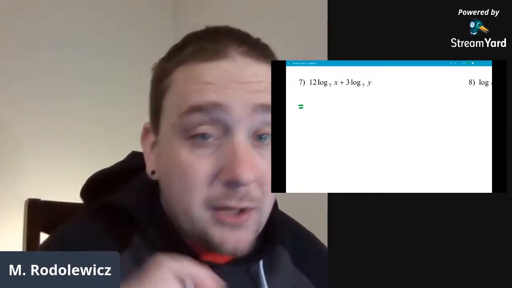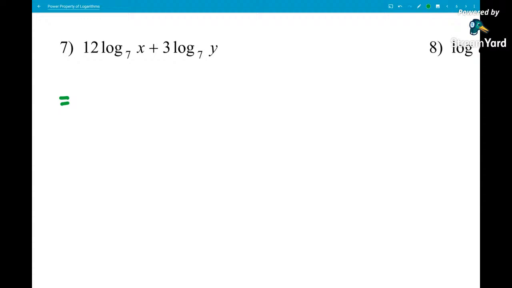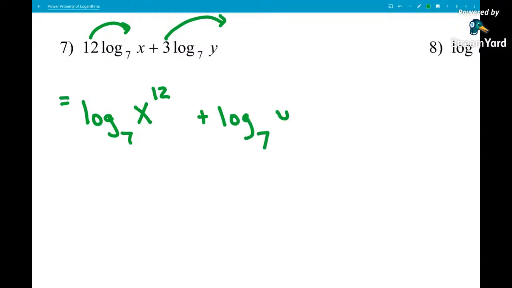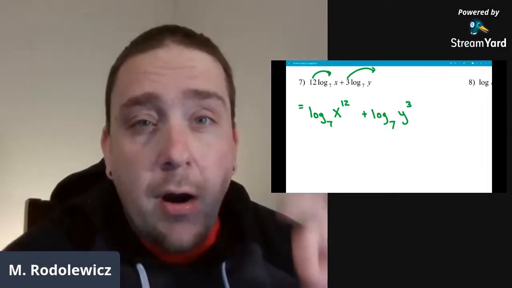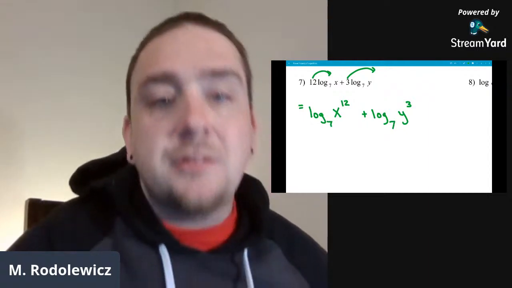The correct way to do this is to bring the exponent up, the base 7 logarithm of x to the 12th. That takes care of the first term. And now we're going to do the same with the 3, the base 7 logarithm of y cubed. There's step 1. That's what I'm hinting at. You have to bring the number part up first.